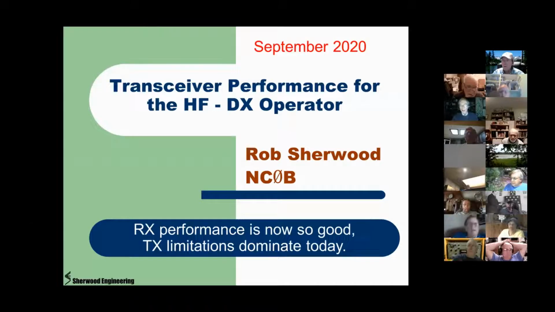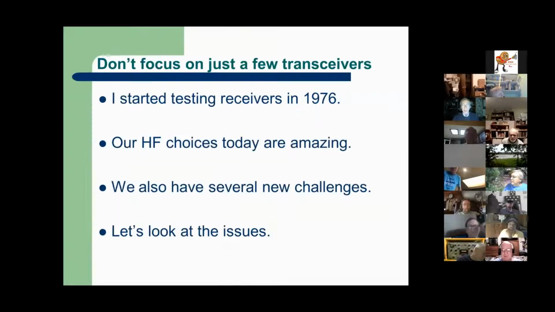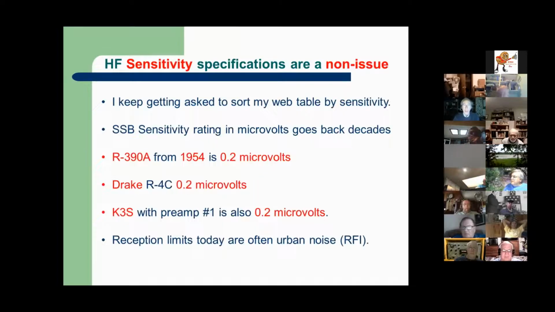So anyway, good evening. I'm in Denver right at the moment, and I also have a station out in the country where it's a little quieter. I've been talking about receiver performance for a long time at my website, and even before that. I'm going to include transmitters because that's an important issue today on performance, both sides of the equation. I started testing receivers in 1976, and our choices today are astounding compared to what we had back then. But we've got some new challenges, so let's take a look at them.